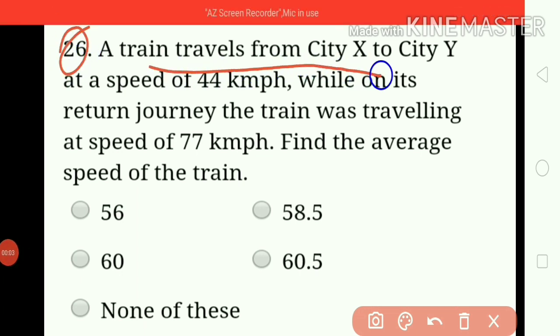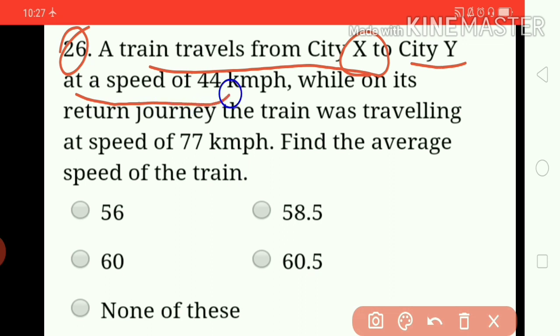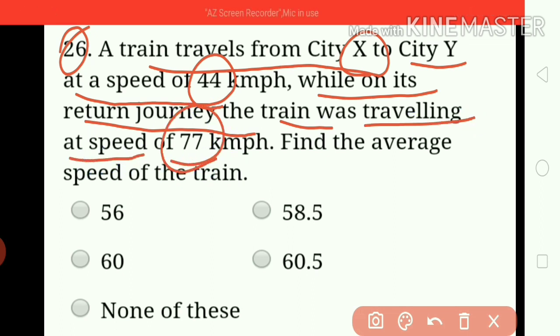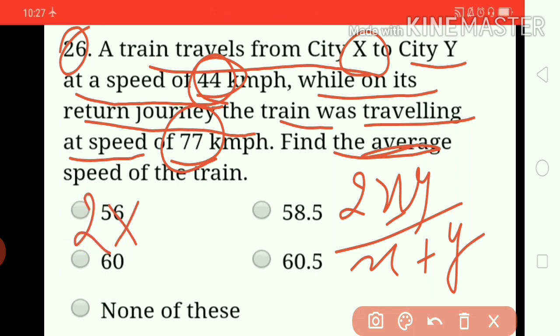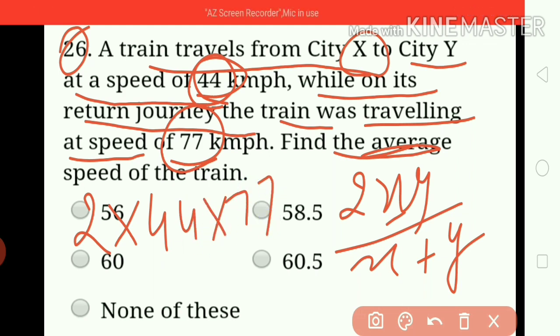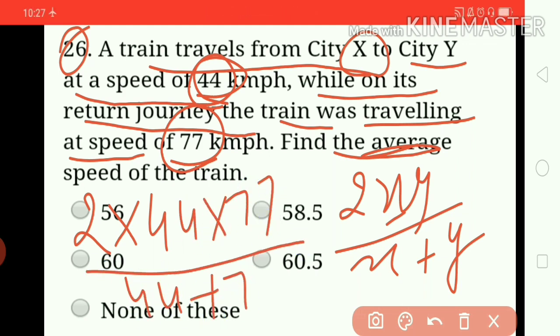A train travels from city X to city Y at a speed of 44 km per hour. While on its return journey, the train was traveling at a speed of 77 km per hour. Find the average speed. You know the formula for average speed is 2xy by x plus y. This is the shortcut method. So x is the first speed, from X to Y, and y is the second speed, coming from Y to X city. So let us do the calculation. 2 into 44 multiplied by 77 divided by 44 plus 77.